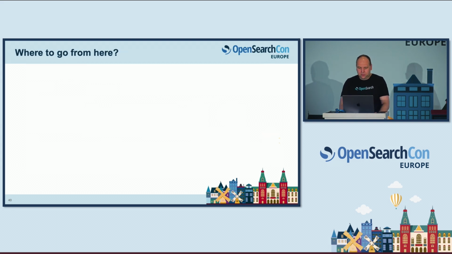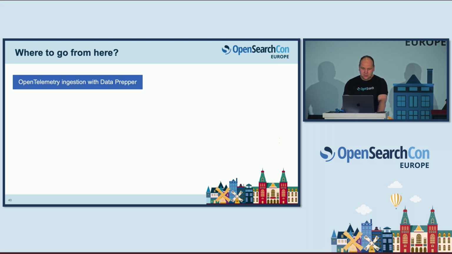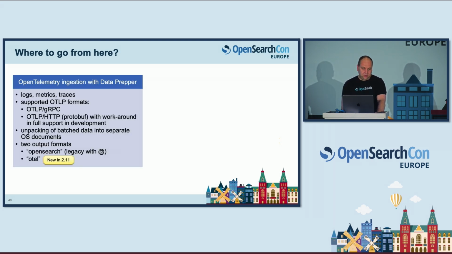So where do we go from here? We have seen OpenTelemetry ingestion with Data Prepper. For all three signals, we have our supported OTLP formats, which means gRPC and hopefully HTTP in the future. We have unpacking of batched data into separate OpenSearch documents. We now have two output formats, the old OpenSearch one and the newly introduced OTel one in Data Prepper 2.11.